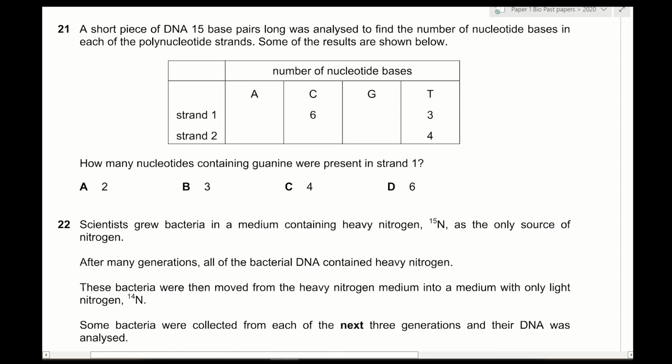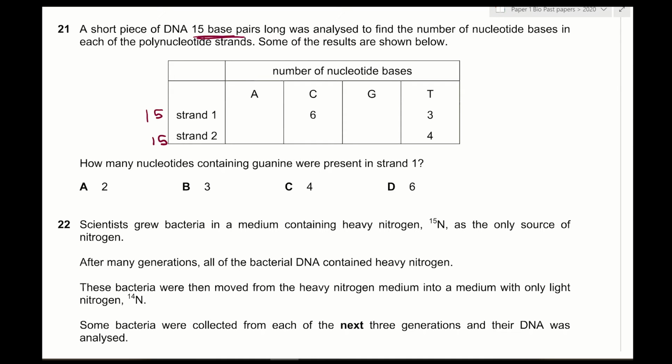Question number 21. A short piece of DNA 15 base pairs long was analyzed to find the number of nucleotide bases in each of the polynucleotide strands. Some of the results are shown below. Now here it says 15 base pairs long. This means that each strand has 15 bases.